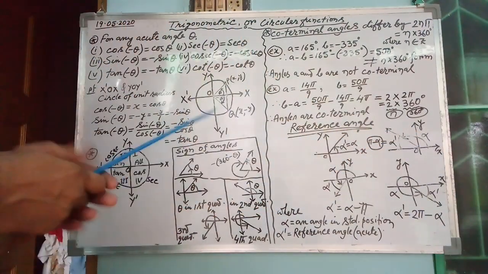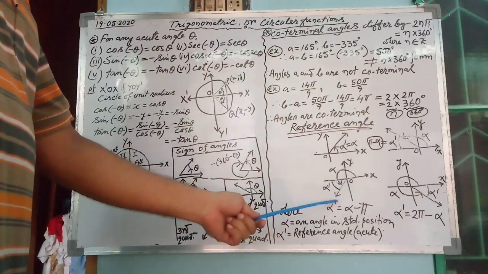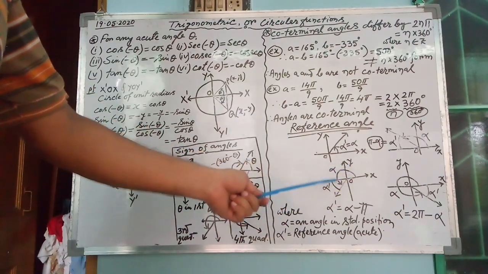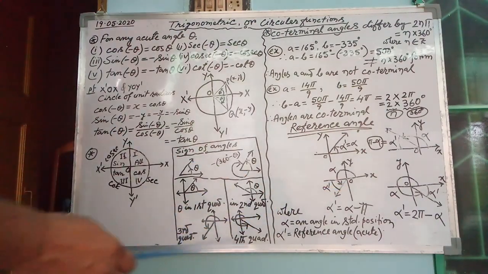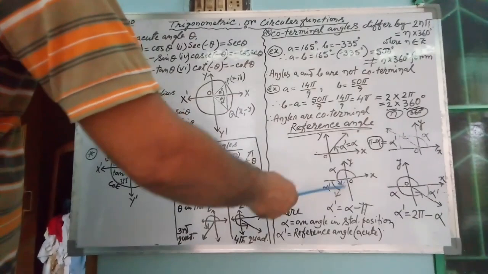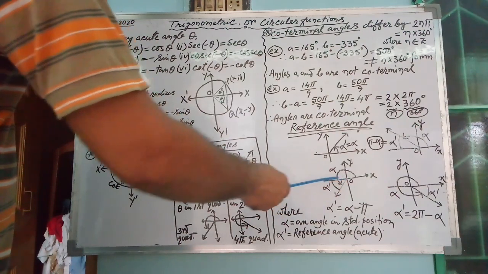Similarly, in the third figure, when the angle lies in the third quadrant, see the angle alpha is from here to here. So what is alpha dash? What I said, so where has alpha ended? It has ended here. So this is the terminal side, and this is the x-axis.